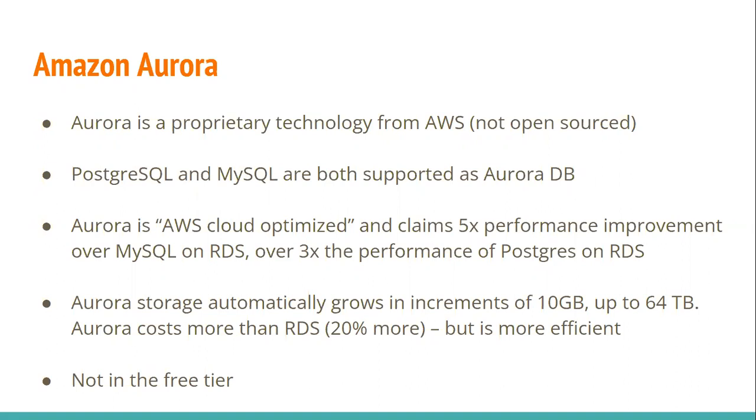AWS Aurora is AWS cloud optimized, and it claims a 5x performance improvement over MySQL on RDS. It is a very fast service. It is five times more powerful than MySQL, and three times more performant than Postgres. So these are the benefits of Aurora. But at the same time, Aurora is a costly service provided by AWS.